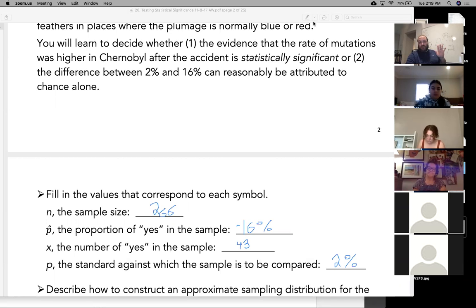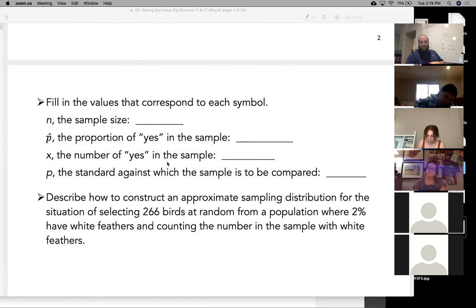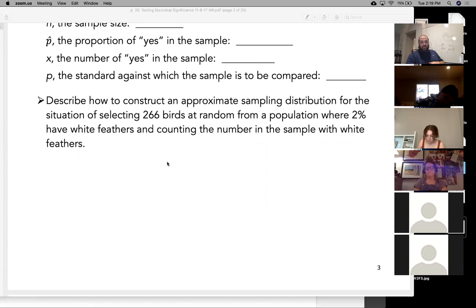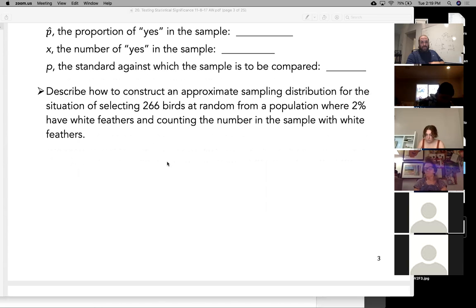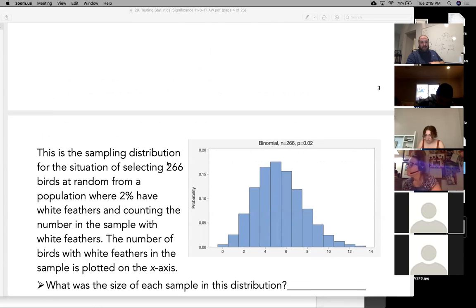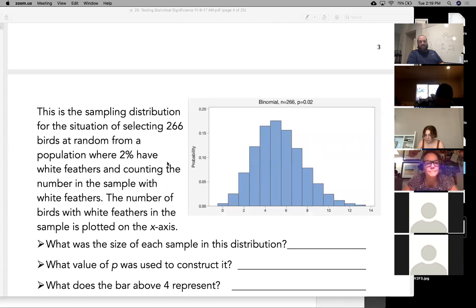We haven't gotten that far. We haven't seen exactly the math that we have to do. So here's what we're going to do. This is the sampling distribution for the situation of selecting 266 birds at random from a population where 2% have white feathers and counting the number in the sample with white feathers.